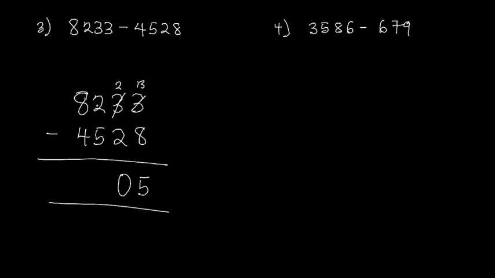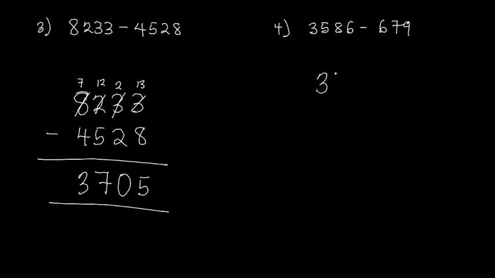I come to the hundreds column. I have 2 here minus 5. It is not possible. So I borrow 1 from here. I'm left with 7. That one I add, it is now 10. I add it to the 2 over here. It becomes 12. So now I have 12 minus 5 and that will give me 7. So I have 7 over here. So I'm left with 7 at the top over here. 7 minus 4 will give me 3. So my final answer is 3,705. Let's look at the fourth example.